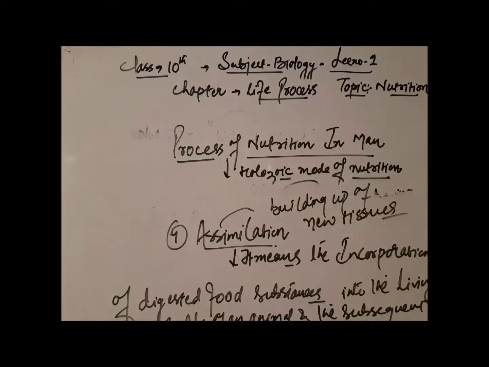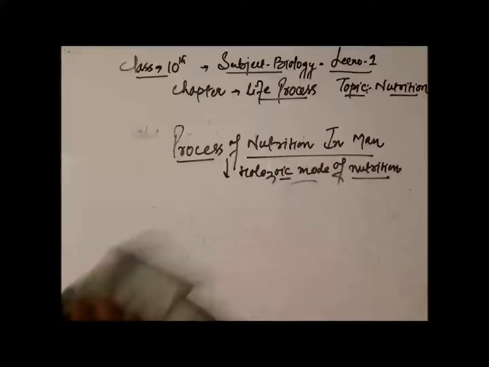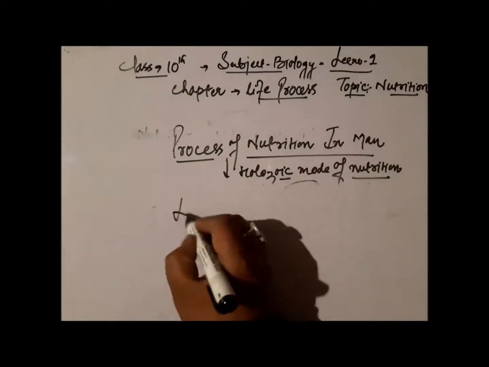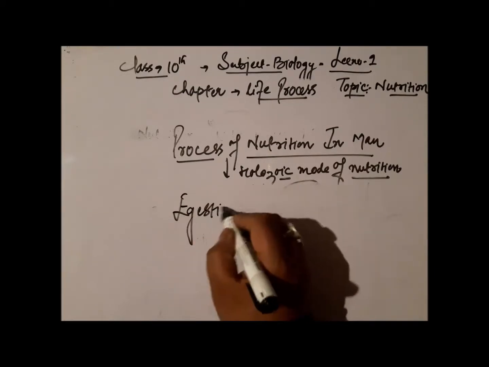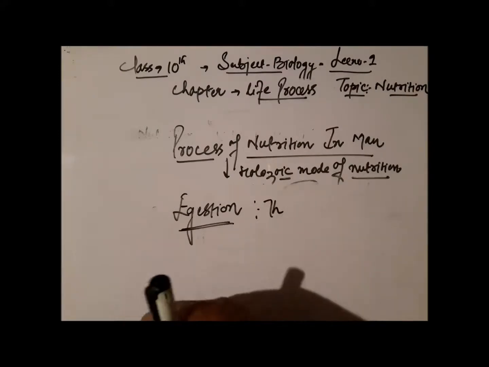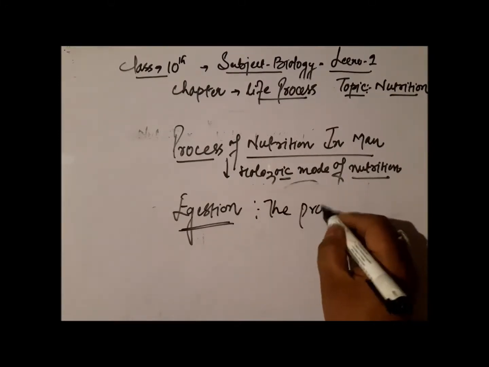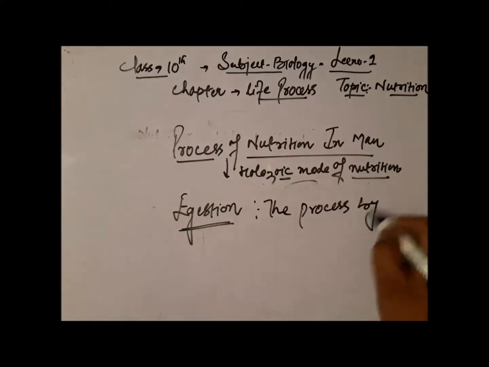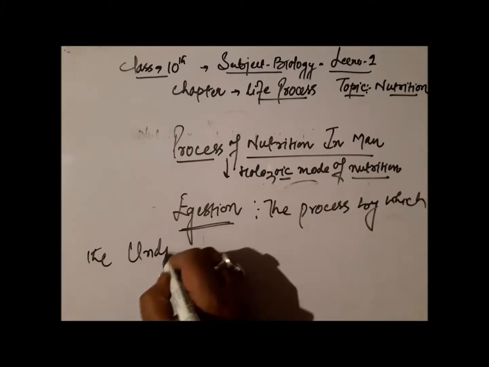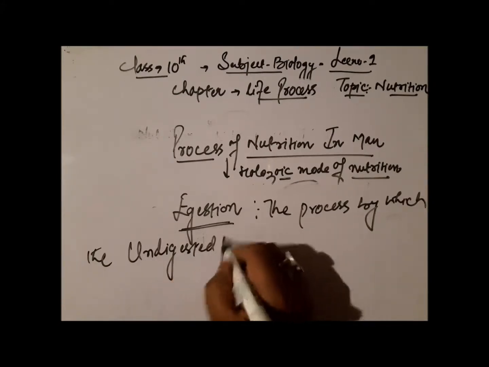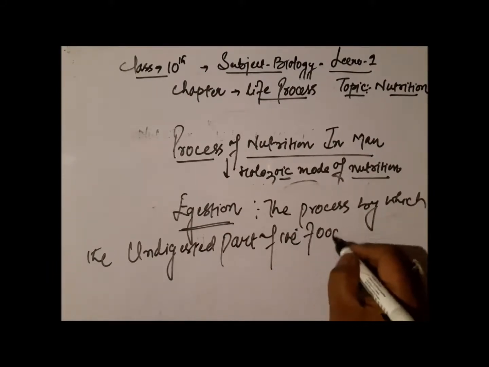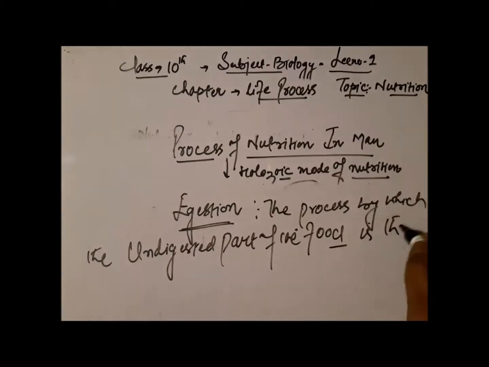Now the fifth one is called egestion. What do you mean by egestion? It is simply the process in which waste products are thrown out of the body. The process by which the undigested part of the food is thrown out of the body.